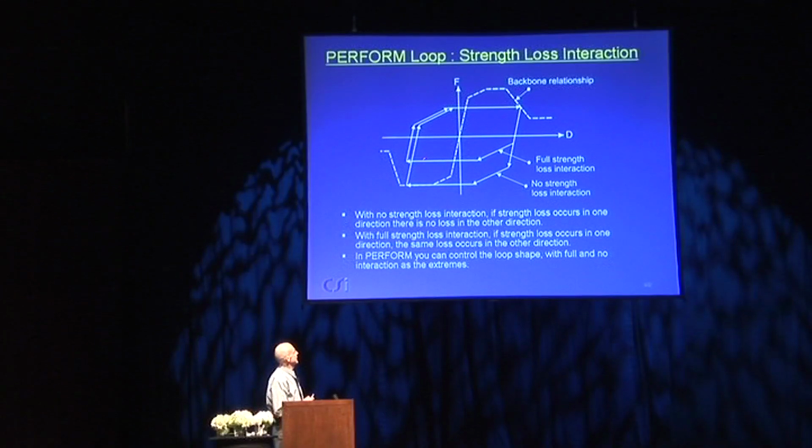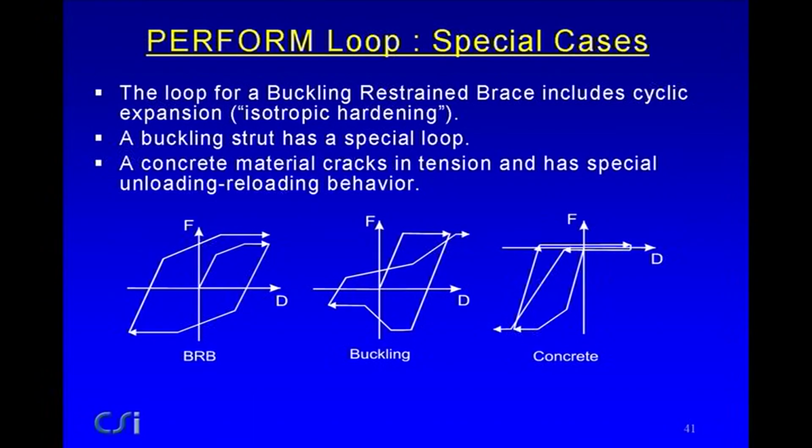I think if you specify 0, it assumes this. If you specify 1, you get the same amount of strength loss in the opposite direction as you got in this direction, and somewhere in between is proportional. So if you have some idea of what the effect of strength loss is on the hysteresis loop, you can take this into account also. Those are the 3 things you can do with the basic loop, and almost all the components in Perform have the same force deformation relationship and similar hysteresis loops, with similar ways of controlling the loop.